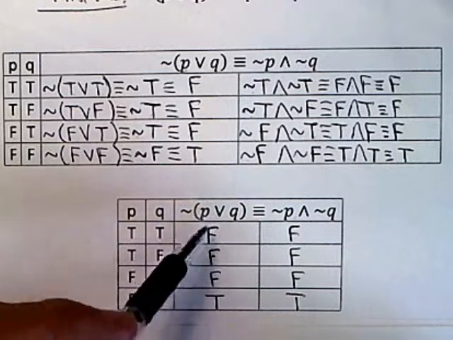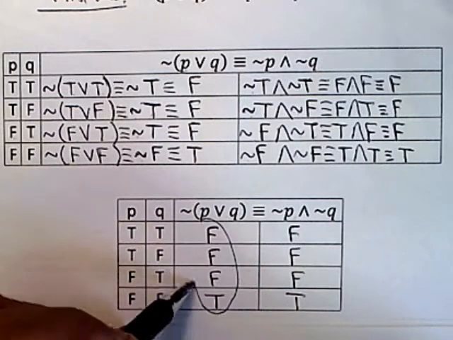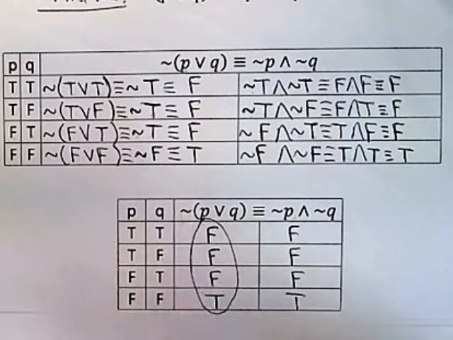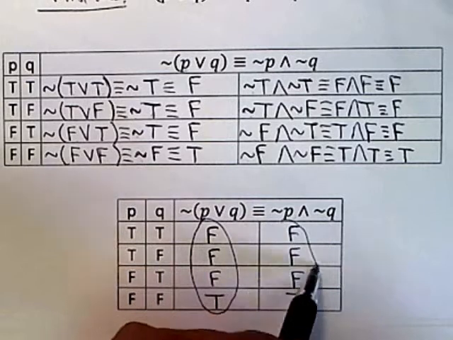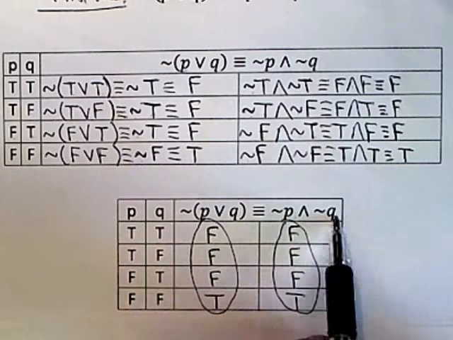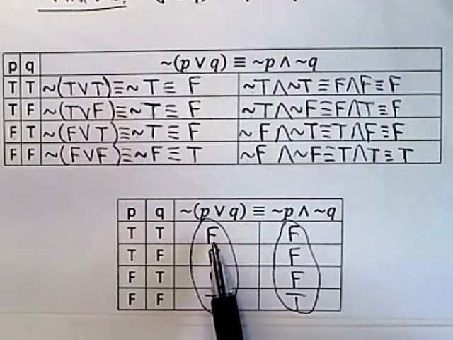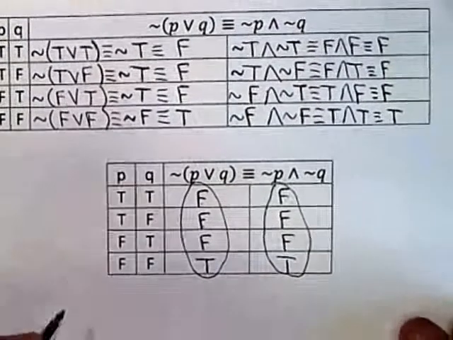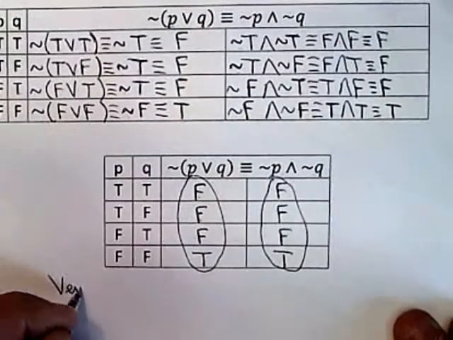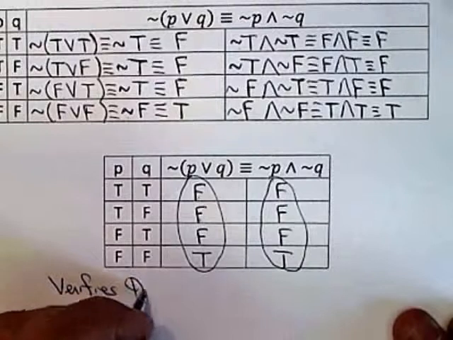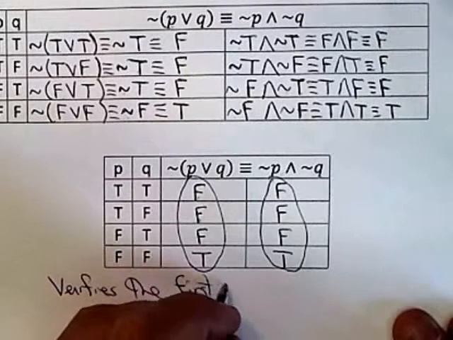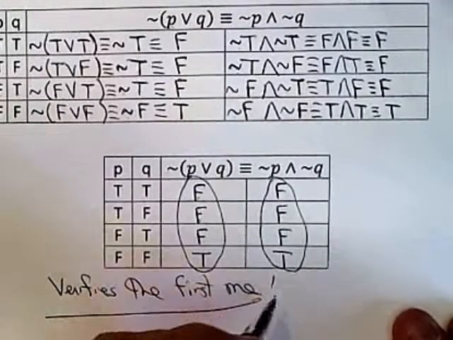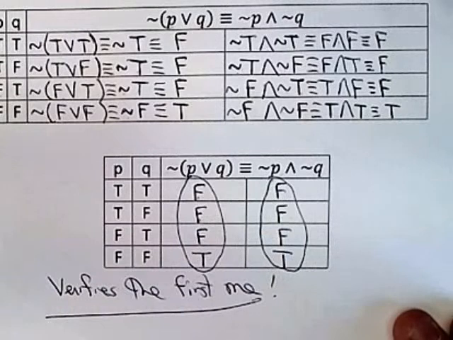To be equivalent, the truth values of the expression on the left side of the equivalence and the truth values for the expression on the right side of the equivalence have to be exactly the same. If this is F, this has got to be an F. If this is an F, it's got to be an F. And you look down, they're identical. And that verifies the first one of DeMorgan's laws. The fact that the truth values are identical.